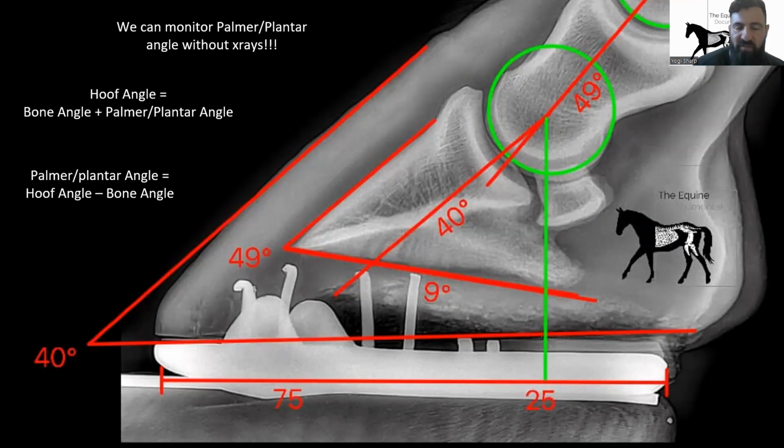We can assess a massive amount about our hoof balance from our external templates, and then with our internal templates, we can also assess a lot radiographically. And then, really importantly, if we've had a radiograph, we can start to monitor internal anatomy from external measurements. So if that's not cool, then I don't know what is.